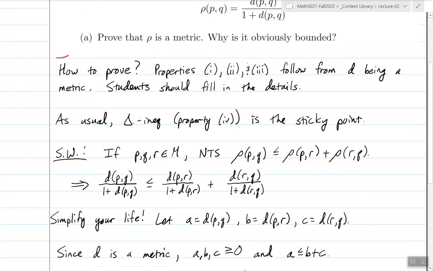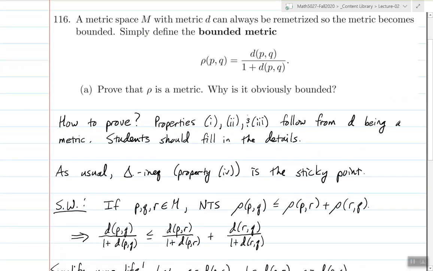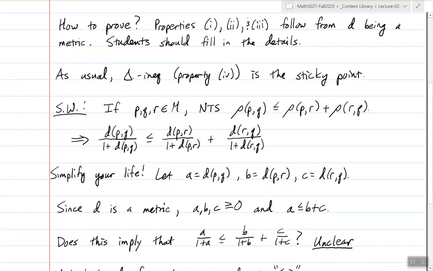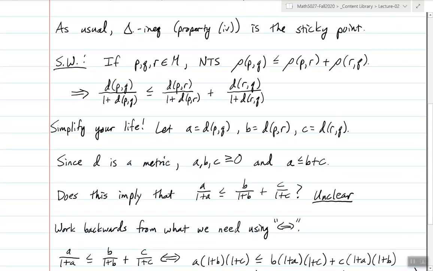So how do you prove this, right? Well, properties 1, 2, and 3 follow from D being a metric. Students should fill in the details. You should try to fill in the details for that. And as usual, the triangle inequality is a sticky point. If you try to prove the triangle inequality for this, it gets a little hairy. So I just provide some scratch work, an idea about how you would go about proving it. How would you figure this out? How do you solve the problem?